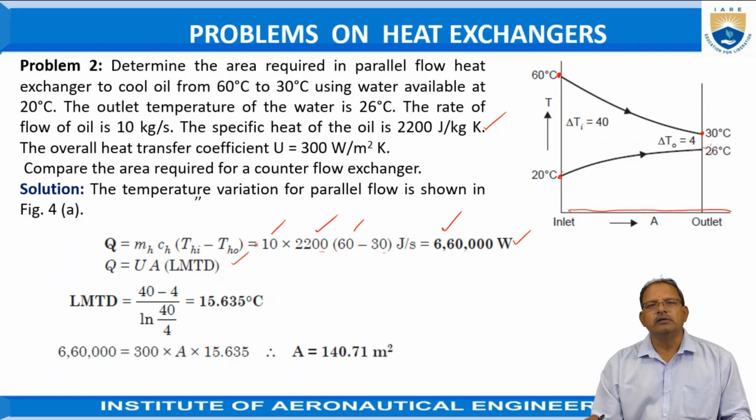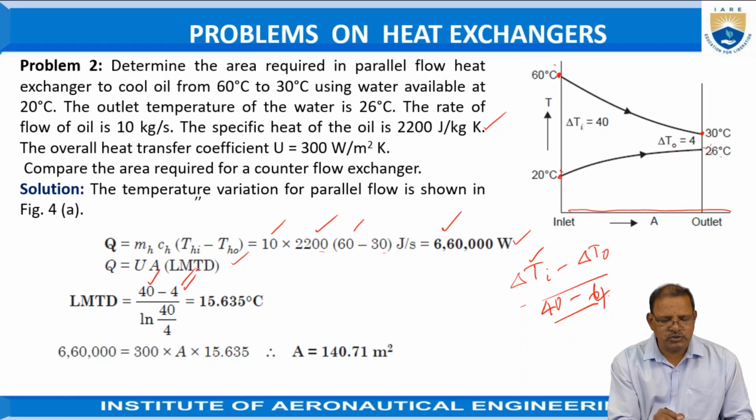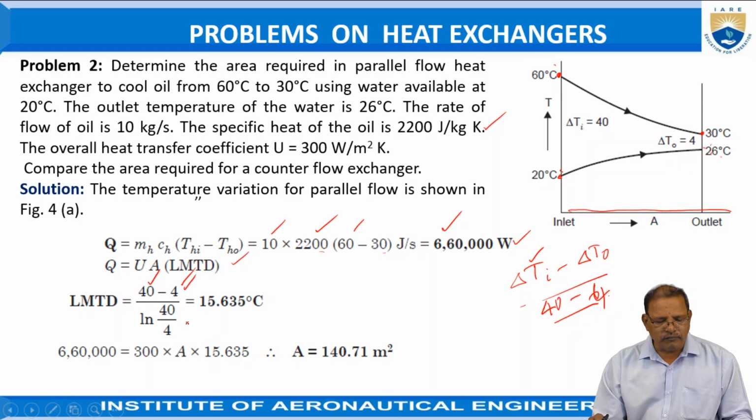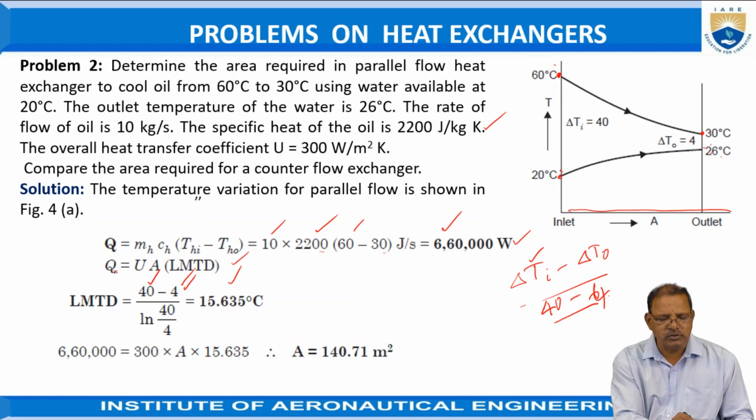So Q is equal to UA into LMTD, the logarithmic mean temperature difference. We take 40 minus 4, that is delta T at the inlet minus delta T at the outlet, where this value is 40 and this value is 4, that is 30 minus 26. The difference of these two values divided by log of 40 divided by 4 is equal to 15.635 degrees centigrade.